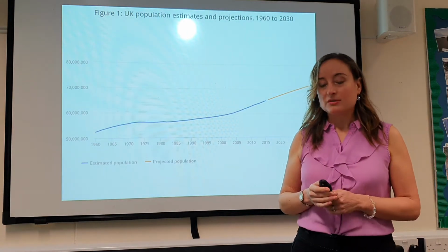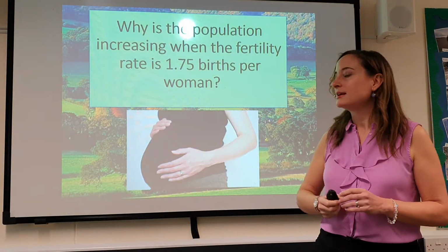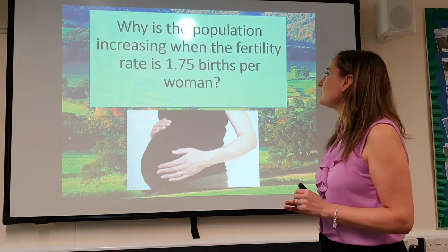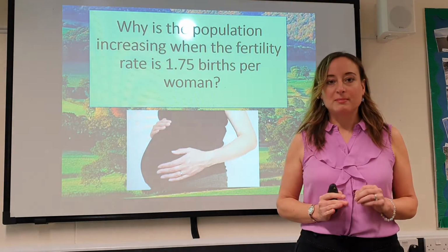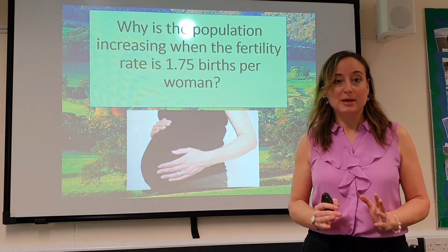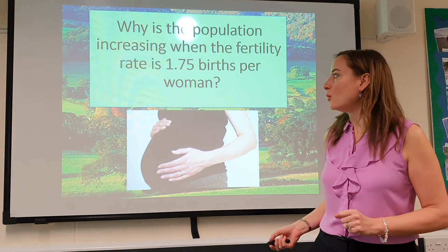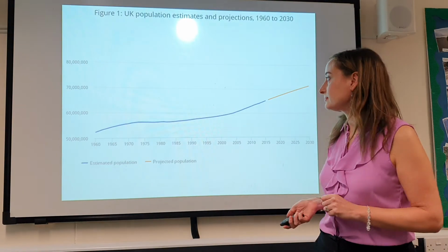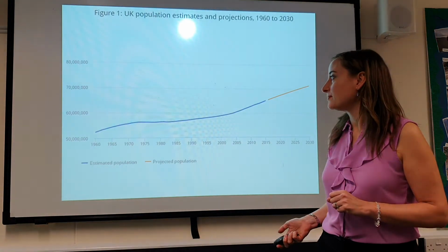Now, what you might have noticed is that doesn't make sense. It doesn't make sense because the fertility rate is 1.75 births per woman. So why, if people are having less than 2 babies per couple, why are we saying that the population is going to increase? Let's have a look.